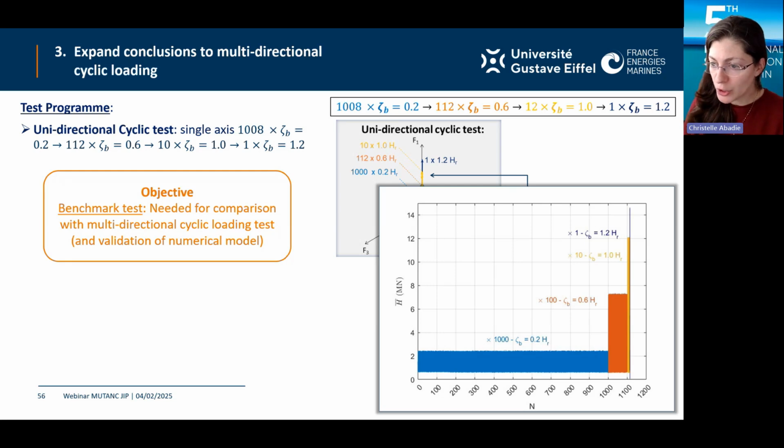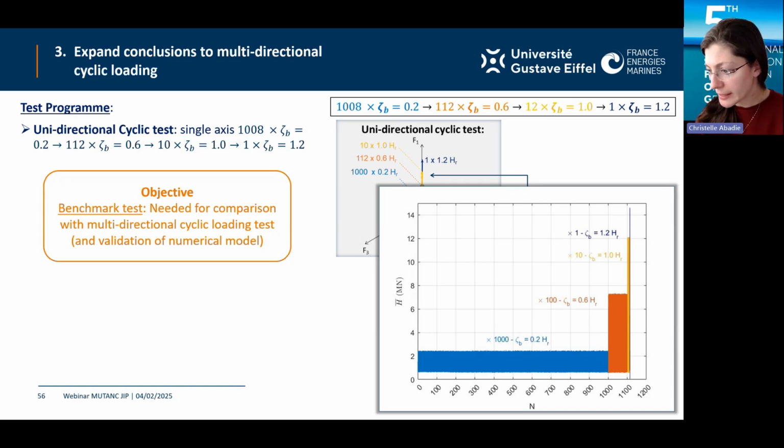And in here, we do a load sequence, which consists of 1,000 cycles of a small amplitude, which is 20% of the maximum load that's expected on the foundation. And we do that repeatedly. This corresponds to your operational load. And then we do 100 cycle packet at 60% of this maximum load. This corresponds to a big storm.